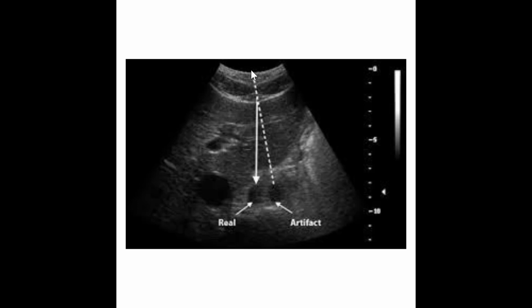Again, we have the beam coming in through the abdominal muscle. It refracts at that point, and some of that sound energy is going to interact with the real aorta. These echoes are going to return to the transducer, but because the transducer thinks that it's coming from this path, it places those echoes coming back into that path, causing the duplication.